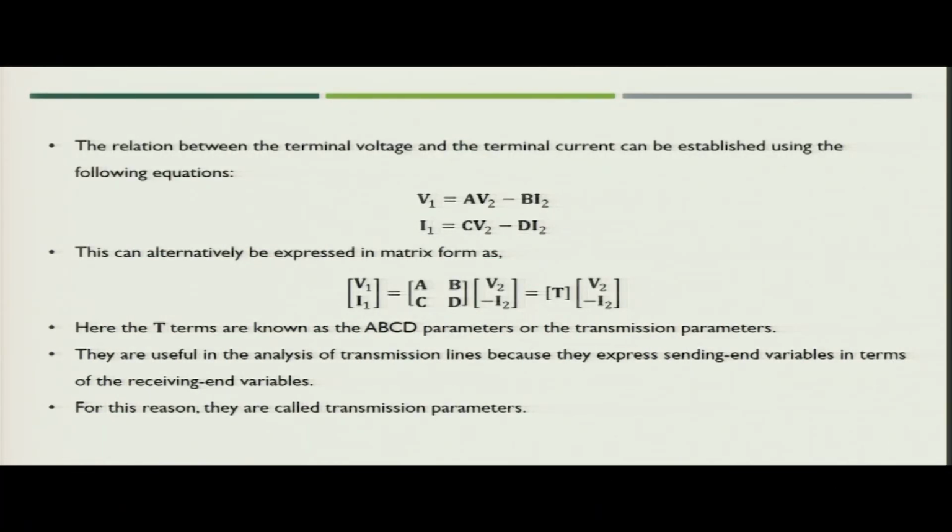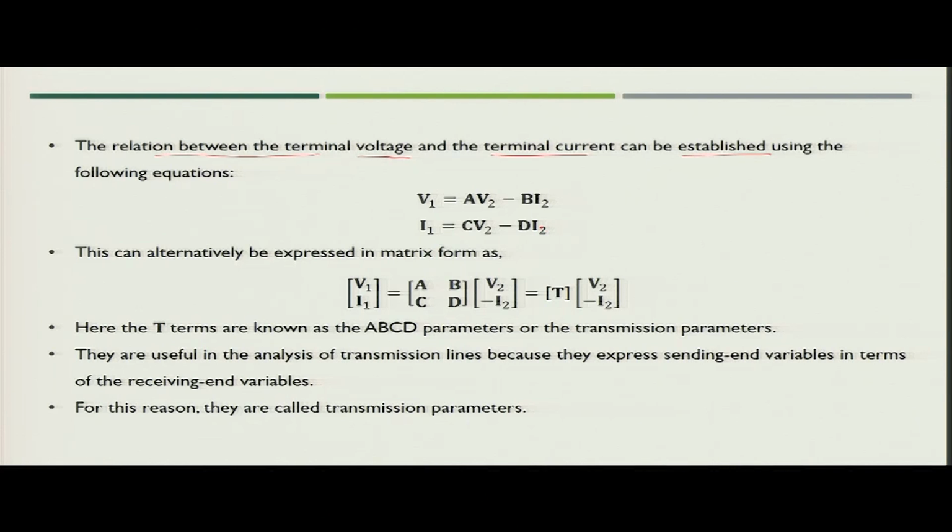How will we relate these ABCD parameters to the circuit variables? The relationship between terminal voltage and terminal current can be established with the help of two equations. Here the input port voltage V1 can be written in terms of the output port voltage and current, and it is defined as V1 equals A V2 minus B I2. Similarly, input port current I1 can be related to V2 and I2, and we can write I1 equals C V2 minus D I2.